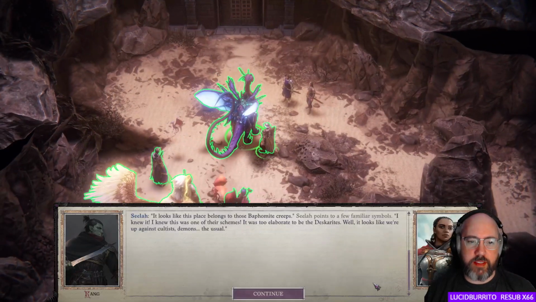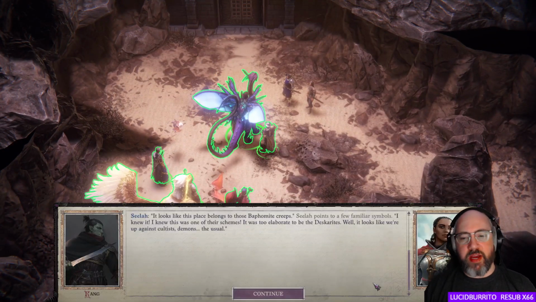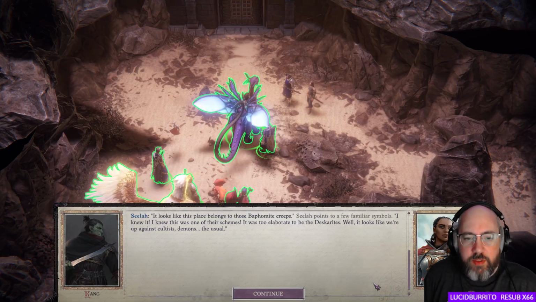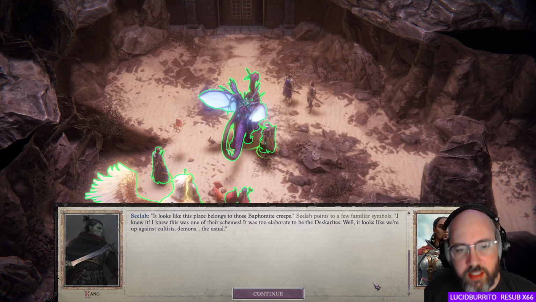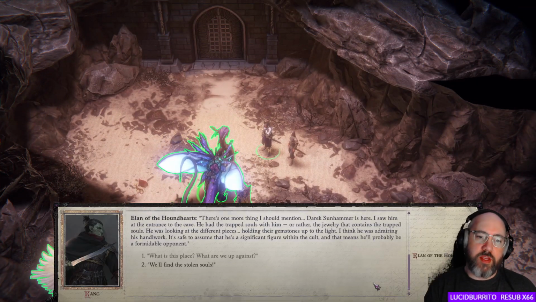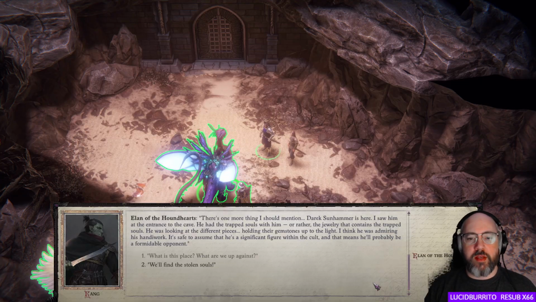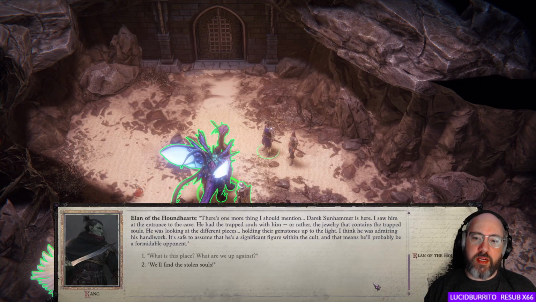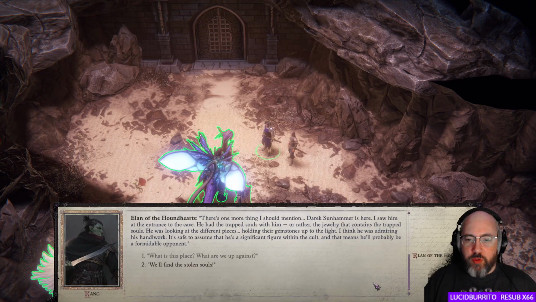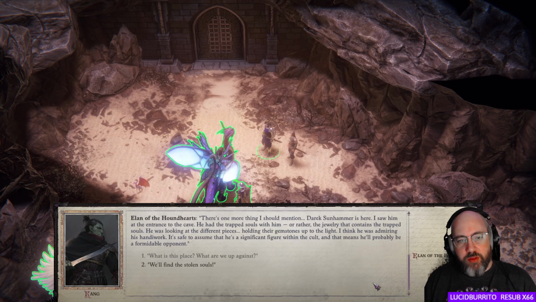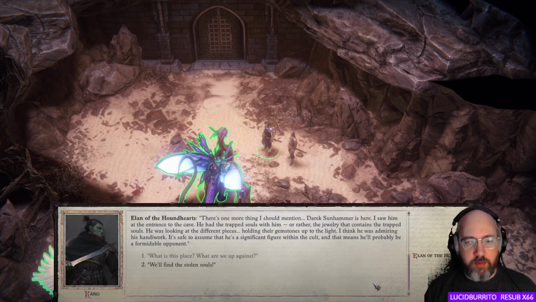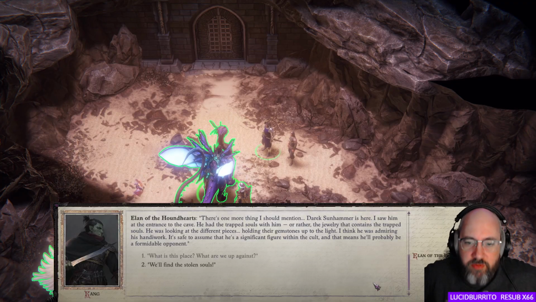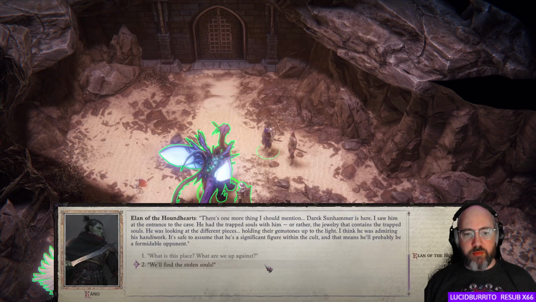What are we up against? Looks as though the place belongs to Baphomet creeps. I knew it. I knew it was one of their schemes. It was too elaborate to be Deskarites. Well, it looks like we're up against cultists, demons, the usual. There's one more thing I should mention. Derek Sunhammer is here. I saw him at the entrance of the cave. He had the trapped souls with him, or rather the jewelry that contains the trapped souls. He was looking at the different pieces, holding their gemstones up to the light. I think he was admiring his handiwork. It's safe to assume that he's a significant figure within the cult, and that means he's probably a formidable opponent.